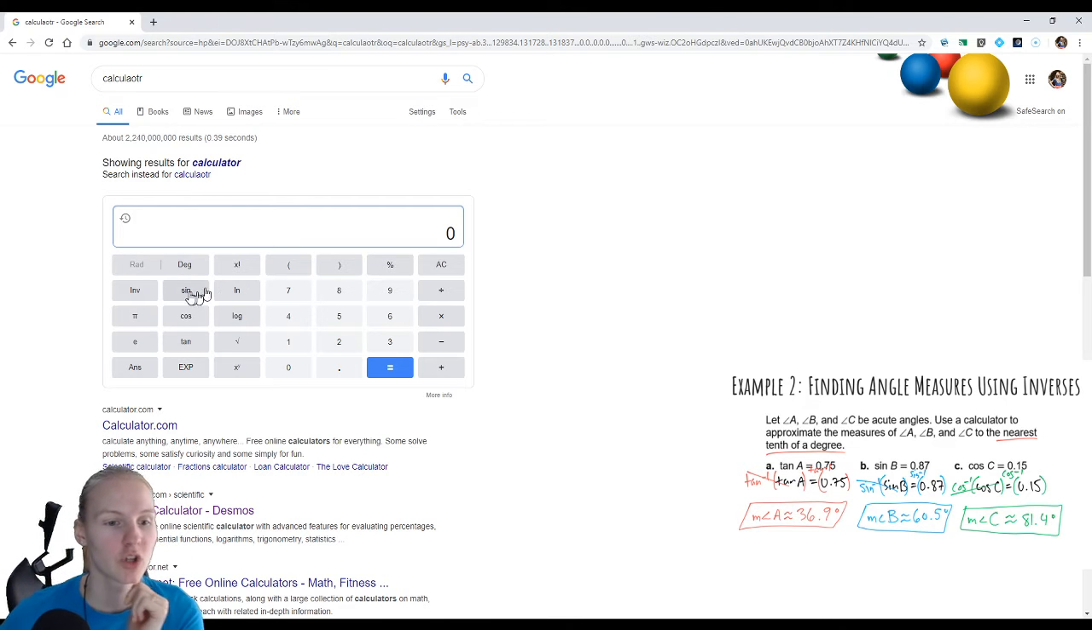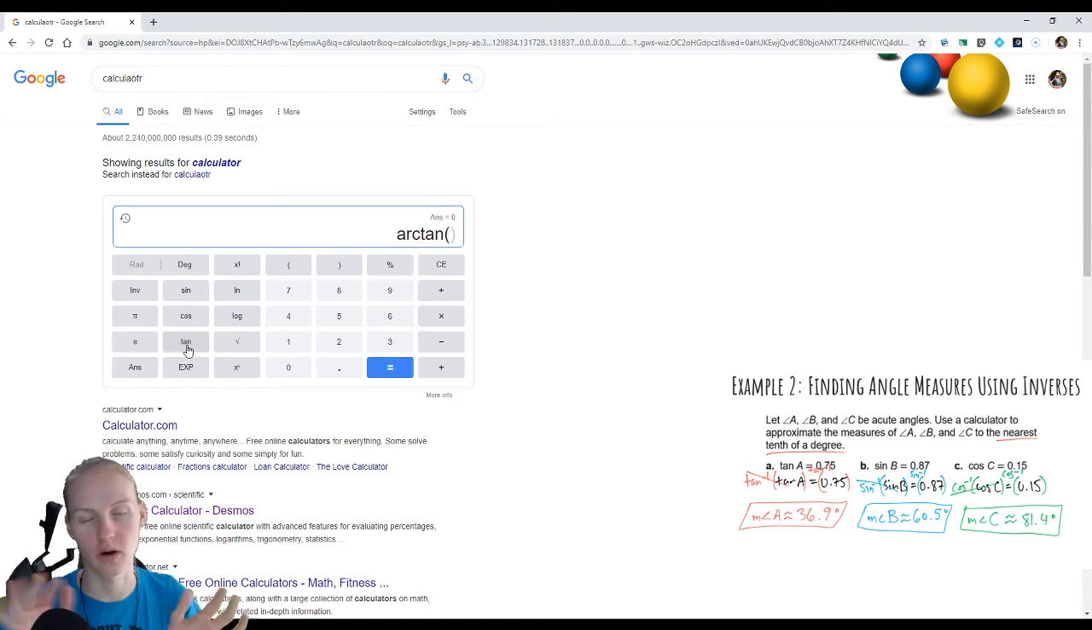Okay. So, see how it says tangent right here? If we're doing the red one, we're doing the red problem over there. This says tangent. We don't want tangent, though. We want tangent inverse. We want the inverse of tangent. Well, see where that says INV? That stands for inverse. So if you click on that, now there it is. There is tangent inverse.